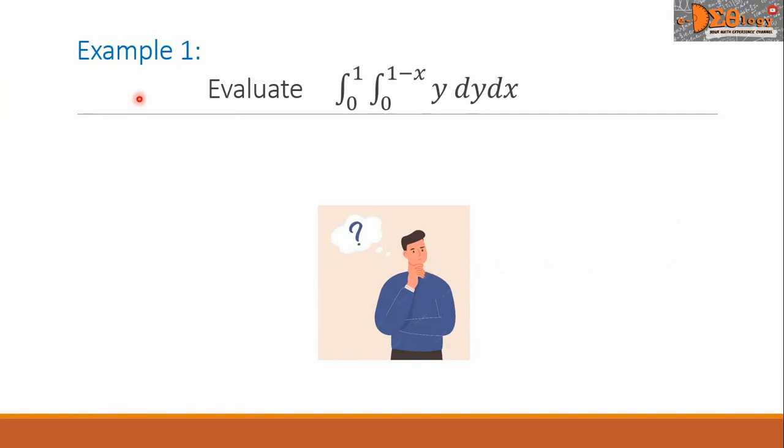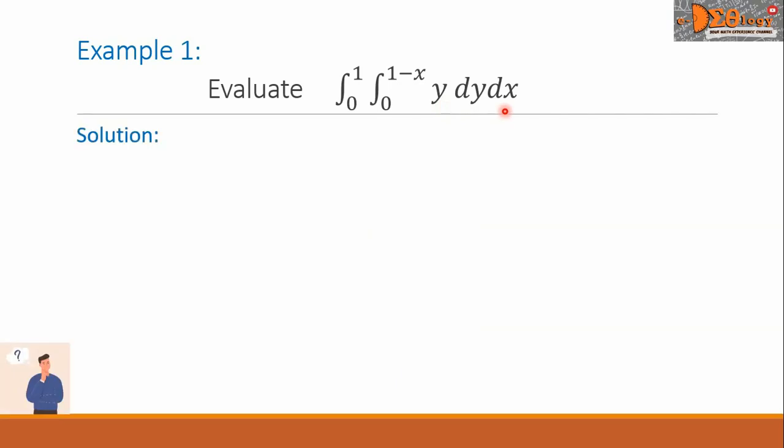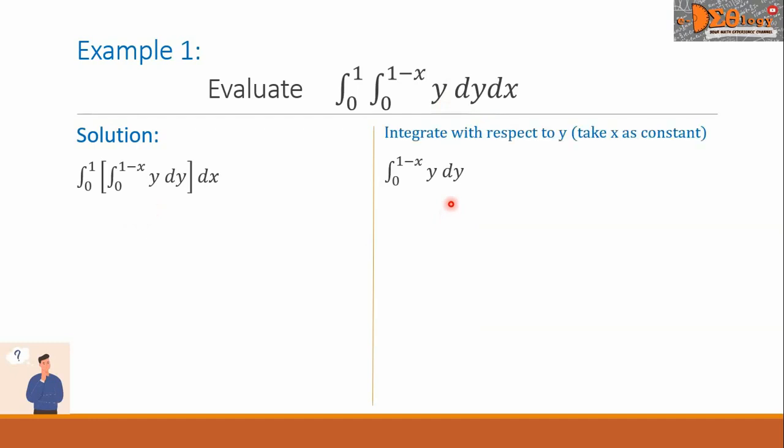Let us see example 1. Evaluate the integral from 0 to 1 and from 0 to 1 minus x. The function is y dy dx. Let's start by solving the inner integral. So we can write like this. Let us copy this inner integral on this side. Then let us evaluate with respect to y, which means we integrate the function with respect to y. We will take x as constant if ever there is x.